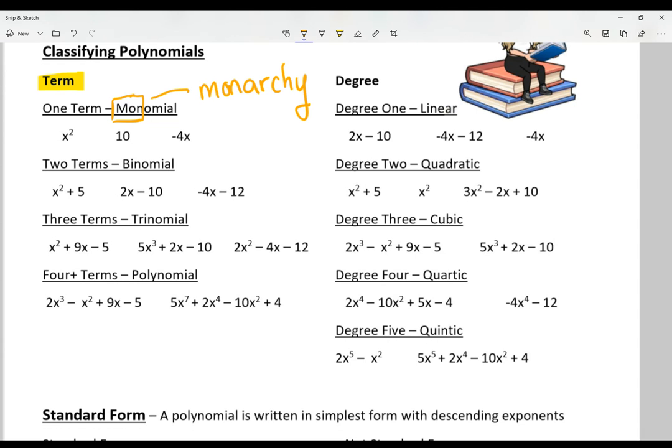If it has two terms, I'm going to number the terms as well. So here's term number 1, term number 2, separated by addition. We call it a binomial. It has the prefix bi, meaning two. I think bicycle. That means it has two wheels.